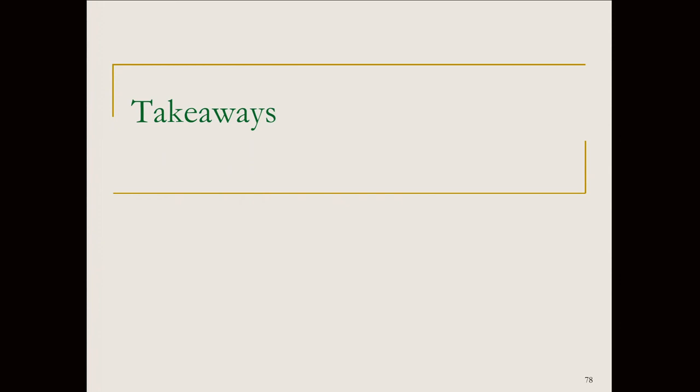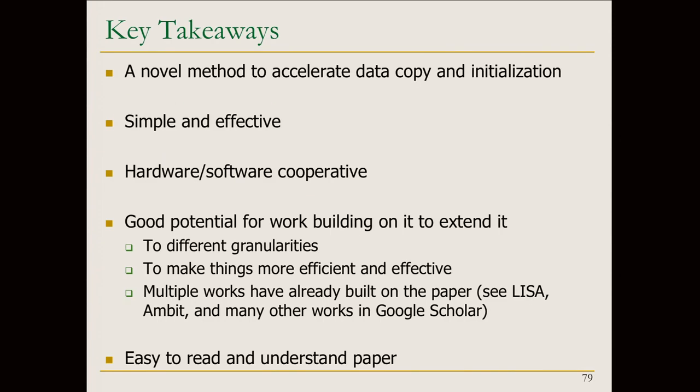Okay, so let me give you the takeaways. We're almost done. Basically, these are the key takeaways that I have in this paper. It's a novel method to accelerate data copy initialization. It's simple and effective. It's hardware-software cooperative. It has good potential for work building on it to extend it to different granularities. I think this still needs to be done. To make things more efficient and effective, I think this still needs to be done also. And multiple works have already built on the paper. As I said, Lisa, Ambit, and many other works that I cannot put over here, but you can find them easily these days on places like Google Scholar, for example.